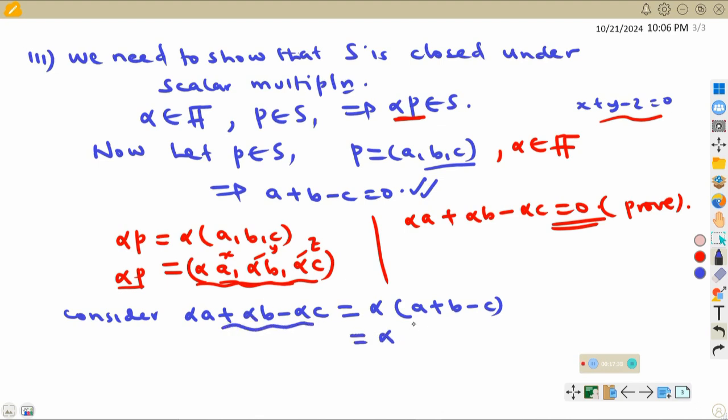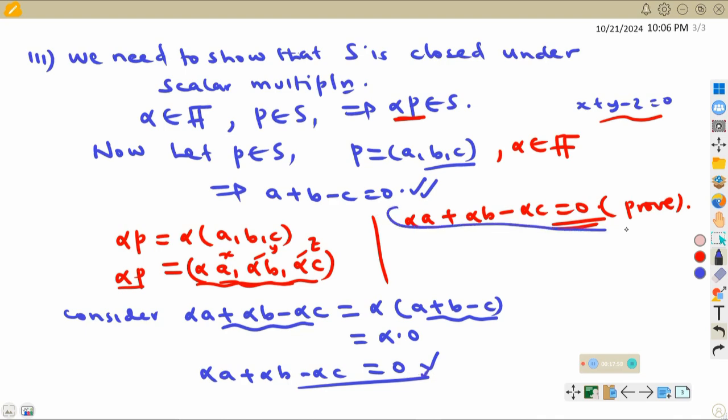So this will give us alpha times, and I have already said that A plus B minus C is equal to 0. So this is alpha times 0, and alpha times 0 is actually what? 0. So clearly we have alpha A plus alpha B minus alpha C equaling 0. If this is true, clearly we have proved that this holds.